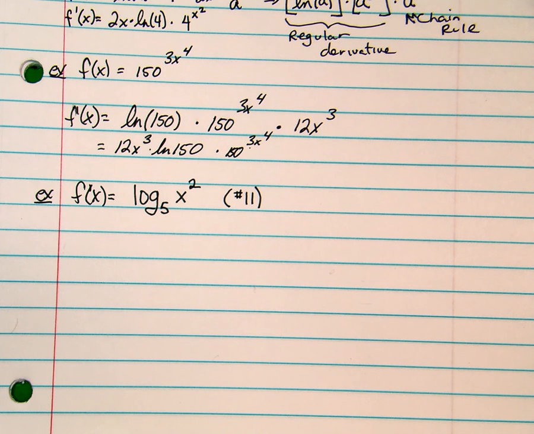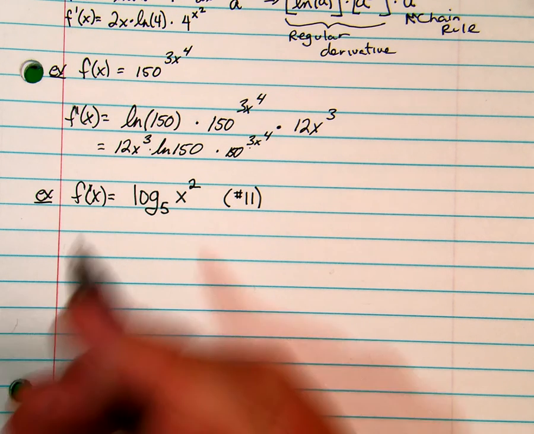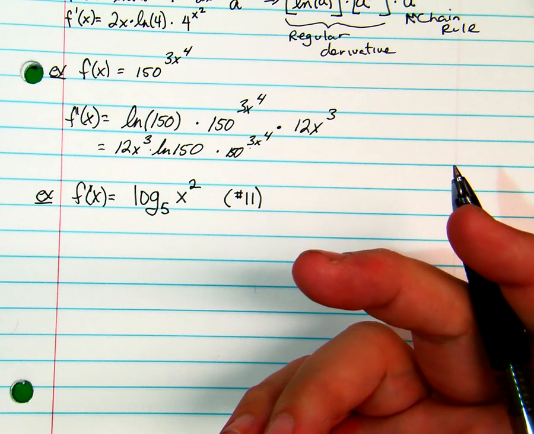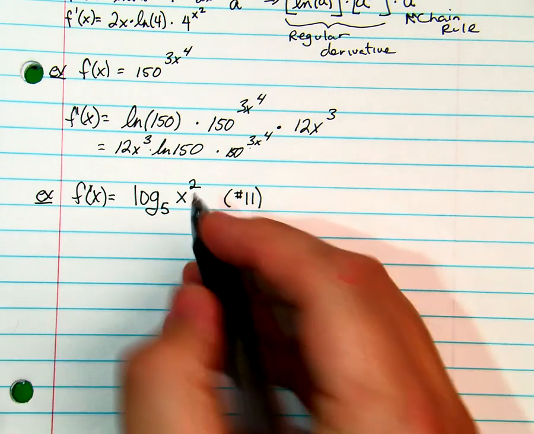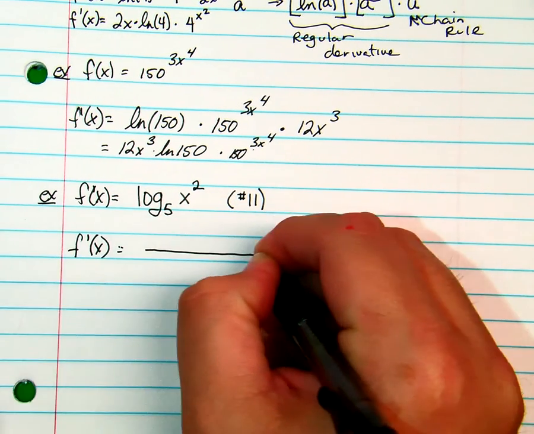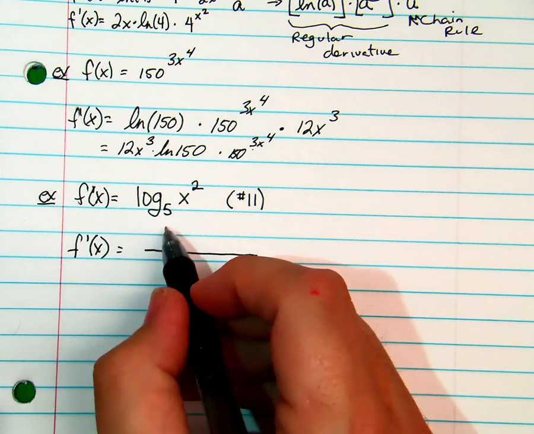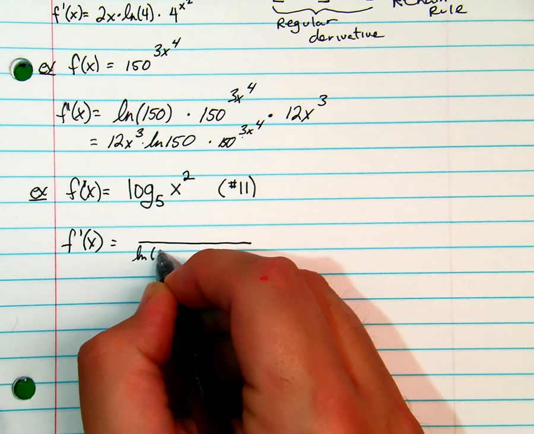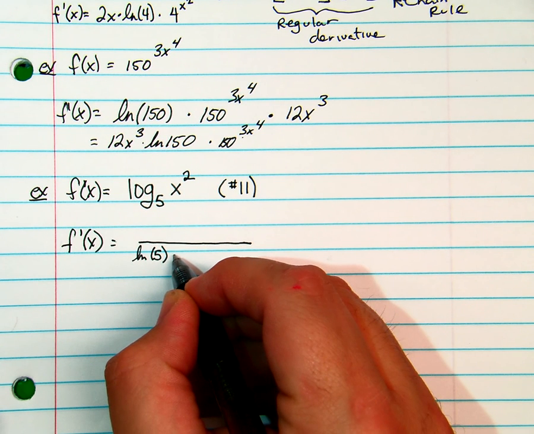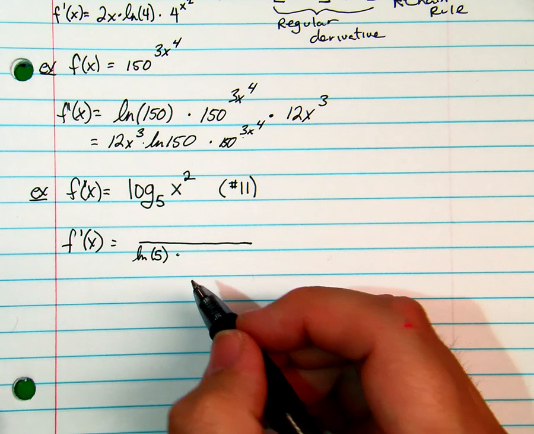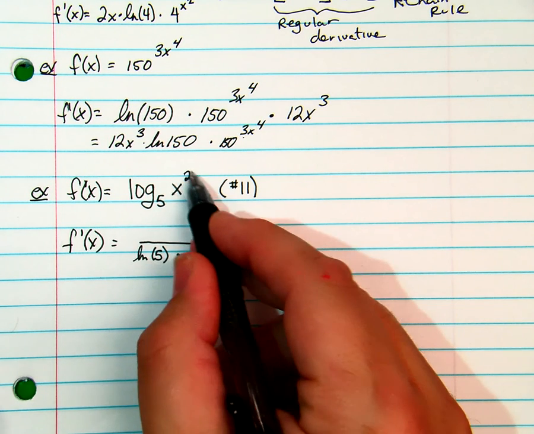Yeah, thank you. All right, now rule number 11 says, if I have a log, what do I do? All right, it's going to be a fraction. Is there a number here? Yeah, the number's 5. I'm going to take the natural log of 5. And then, underneath it, I'm also going to multiply it by u. U is the x squared. It's the variable part of it. So it's going to be x squared.